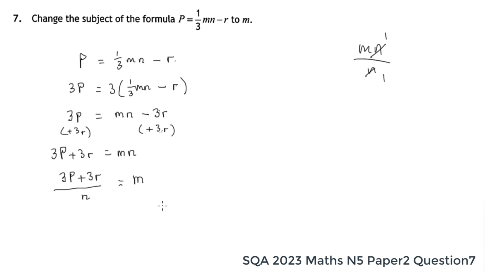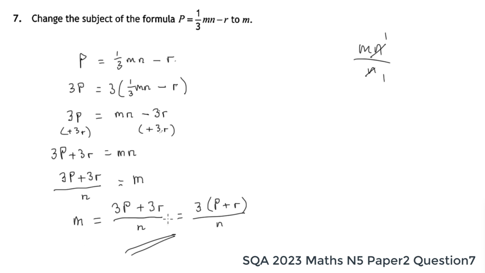Now normally formulae don't look this way. The subject of the formula is usually on the other side. So we just swap the two sides round. So we would get the value of M by taking 3 times P, adding 3 times R, and dividing that by N. I suppose if you want, you could take out a common factor of 3 up at the top and write it like that. That's a perfectly valid form of the answer.